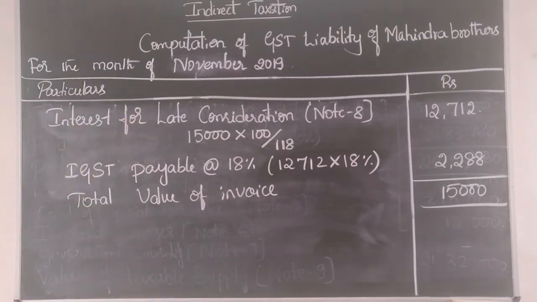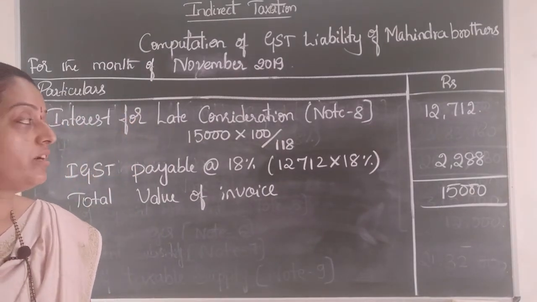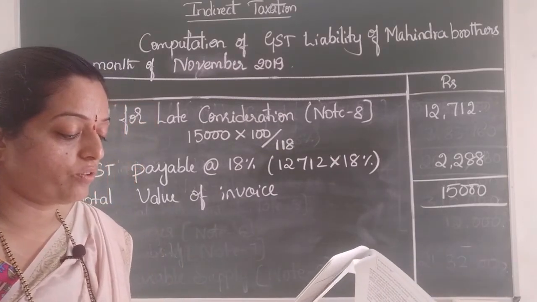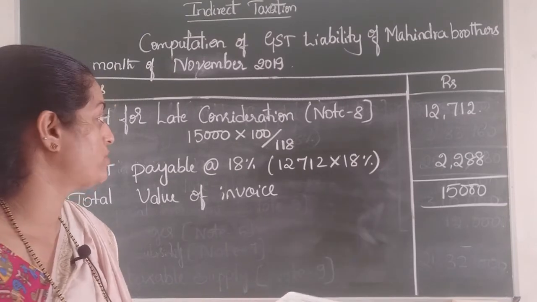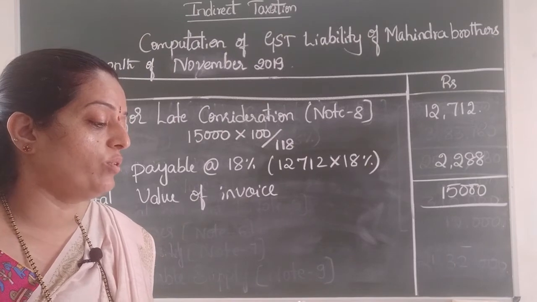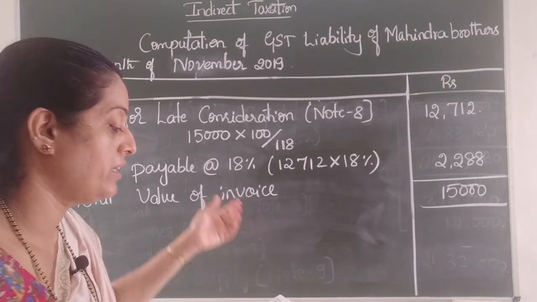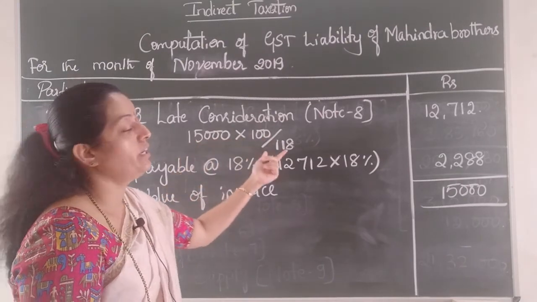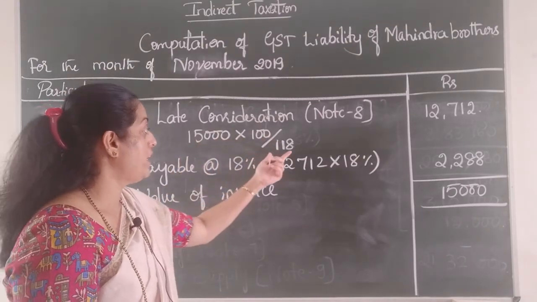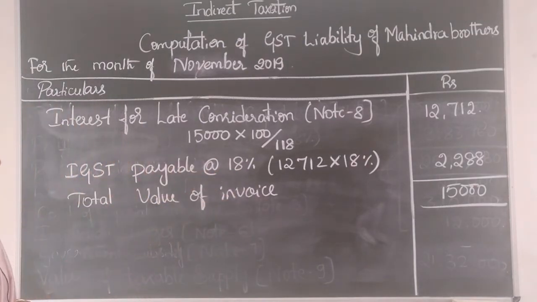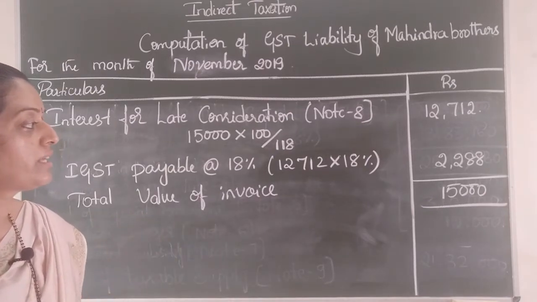So, once again I will explain. Note 8 says that interest for the delayed payment of any consideration for any supply is includable in the value of supply, so we should include it, but the interest has to be considered as a tax-inclusive value and it is computed by making the back calculations. We call it back calculation, that is 15,000 into 100 by 118. So, IGST payable is 18% on the interest consideration. Total value of invoice is 15,000 as the interest.